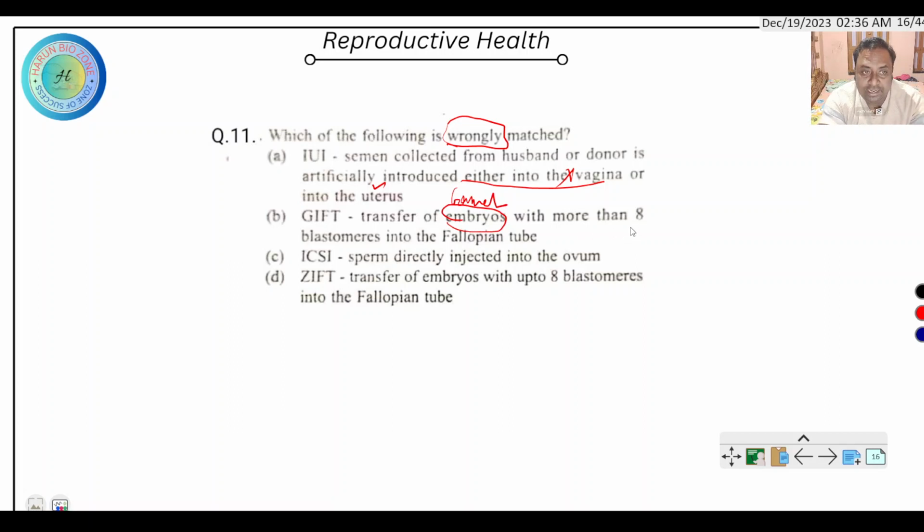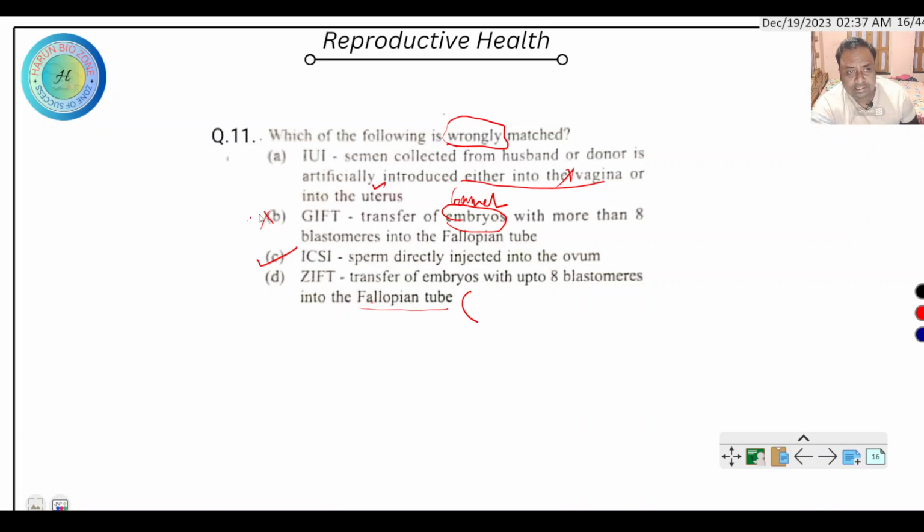With more than 8 gamete intrafallopian blastomeres into the fallopian tube. ICSI, sperm directly injected into the ovum. Okay, C is the correct answer. This is also a wrong answer. GIFT, transfer of embryos with up to 8 blastomeres into the fallopian tube. This is zygote intrafallopian transfer. Oh, sorry, it's wrongly matched. Okay, so here wrongly matched is the B. This is wrongly matched.